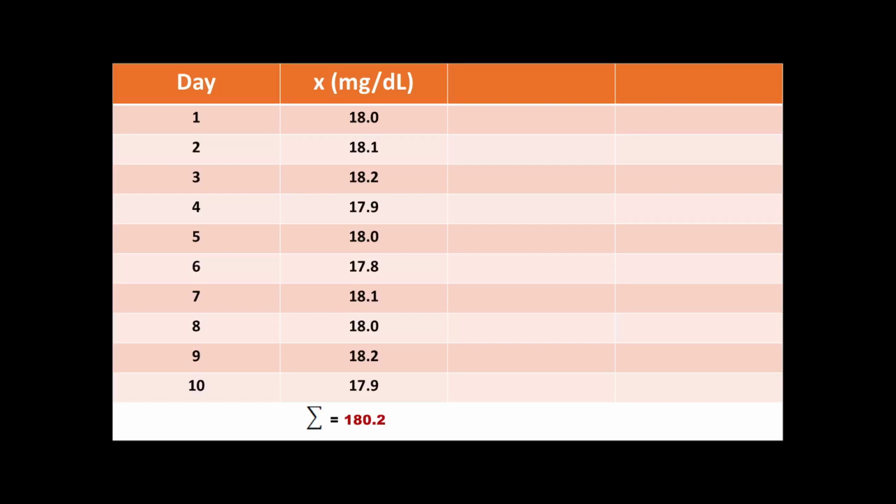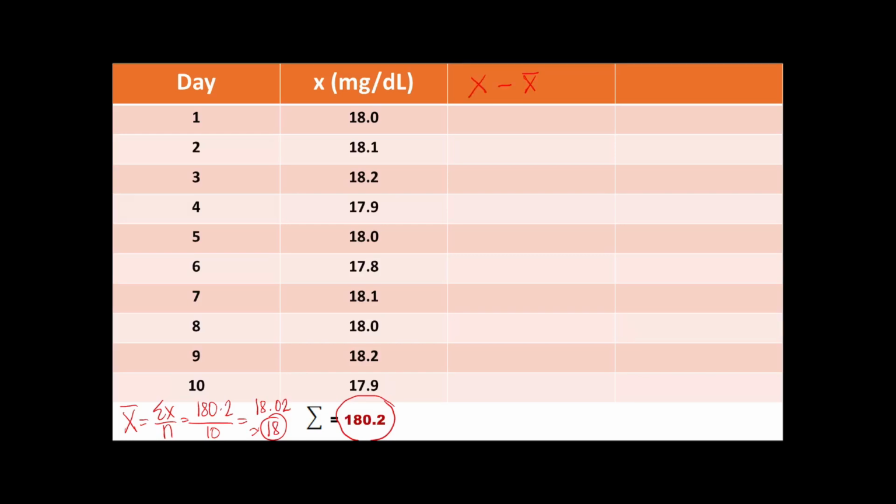So first, in order to get the mean, we have the formula summation of x over n. The summation of these 10 values is 180.2 divided by the 10 values. So that gives us a mean of 18.02, or simply 18. And after that, we need to get the difference of each x value and the mean.